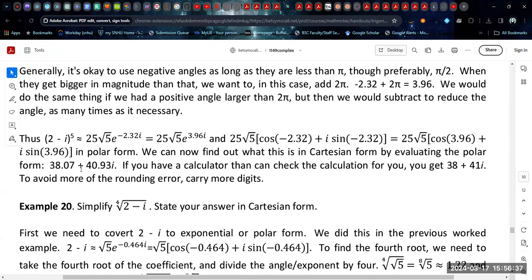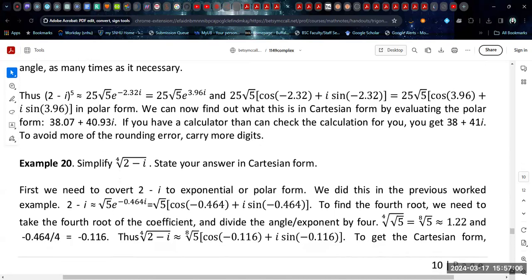And again, rounding. If you have a calculator that can handle complex numbers and you actually do this multiplication, you actually get 38 and 41i. But again, if you carry more decimal places, then you'll get a more accurate solution. I do have another video on this channel where I actually show you how to do this multiplying in your calculator to check your results in the TI calculator.